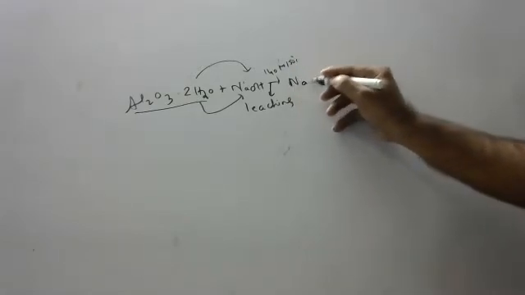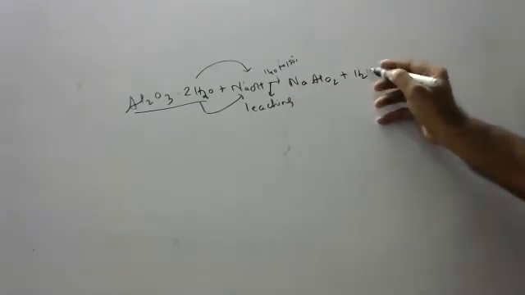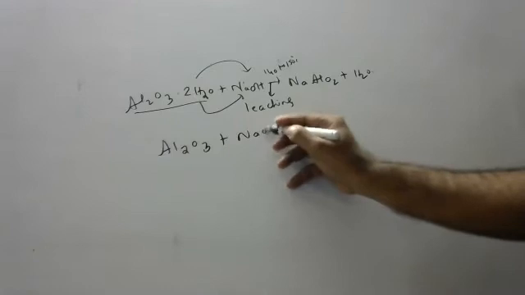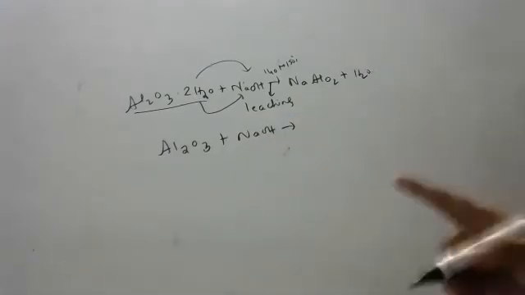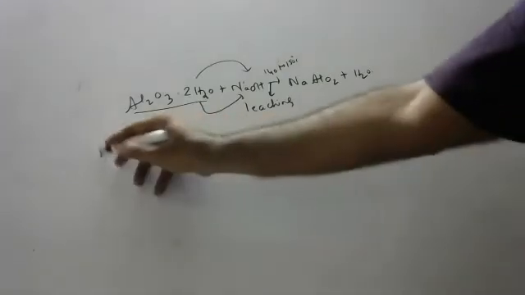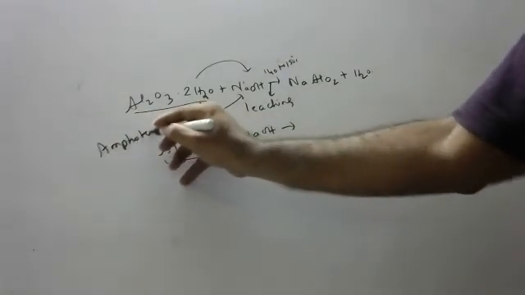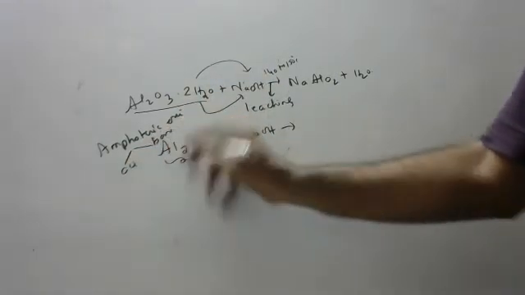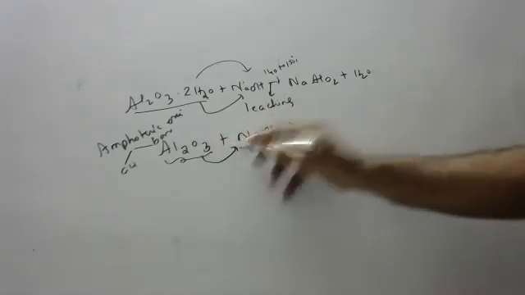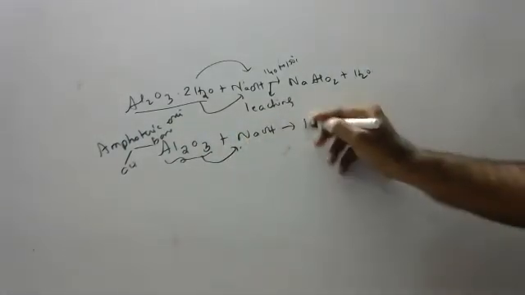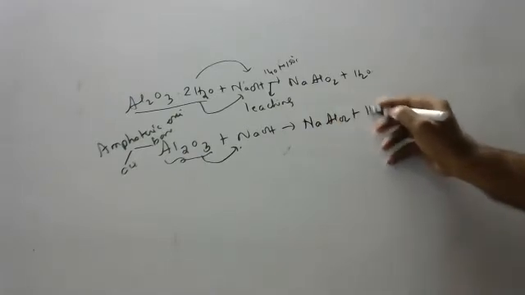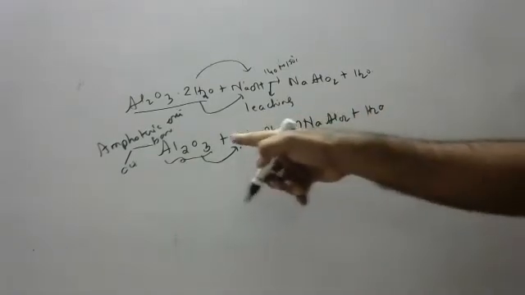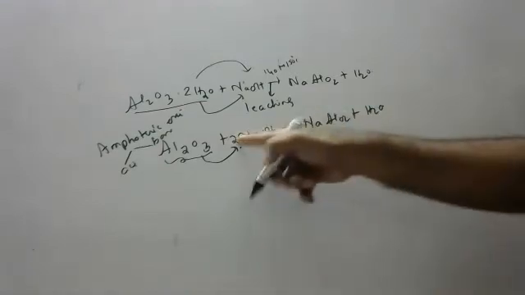At this temperature, you get NaAlO2 plus H2O. If I write the normal reaction, Al2O3 plus NaOH. Always remember, Al2O3 is an amphoteric oxide. What is an amphoteric oxide? An oxide that can react with both acid and base. So Al2O3 reacts with NaOH, caustic soda, and forms NaAlO2 plus H2O. Let me balance: 2 aluminiums, 2 sodiums, and oxygens 2 plus 3, 5, and hydrogens H2.